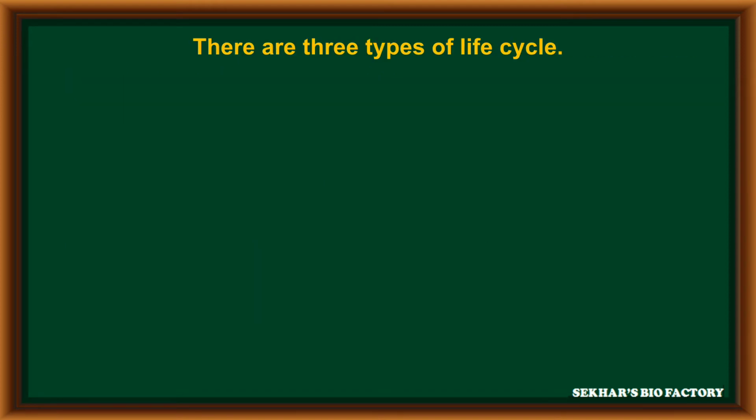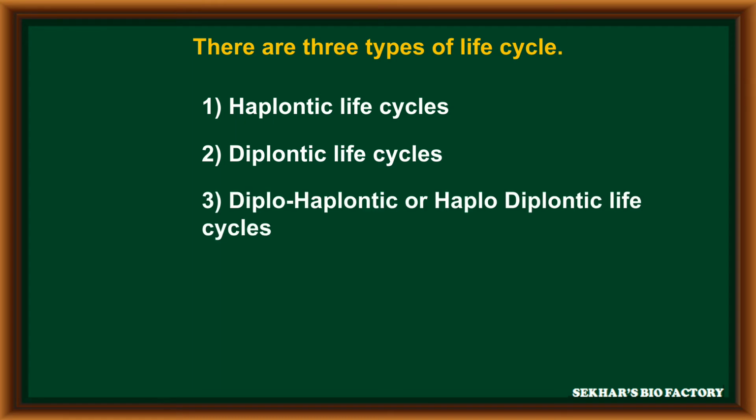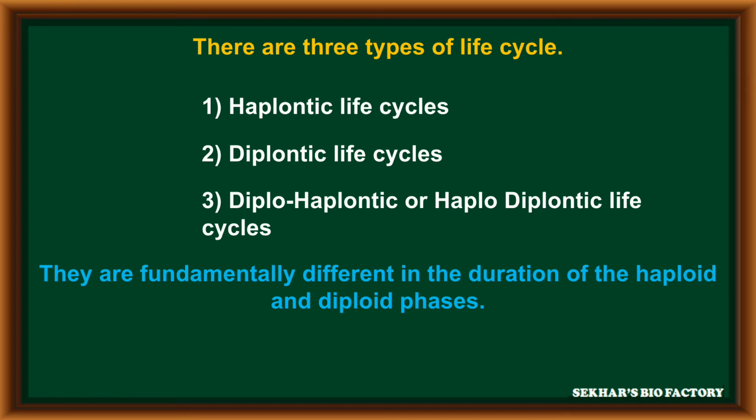There are three types of life cycles in plants depending upon their body nature. The first type is the haplontic life cycle. The second type is the diplontic life cycle. The third type is the Diplo-Haplontic or Haplo-Diplontic life cycle. All these life cycles are fundamentally different in the duration of the haploid and diploid phases in their life cycles.